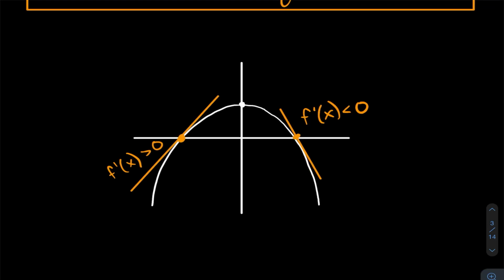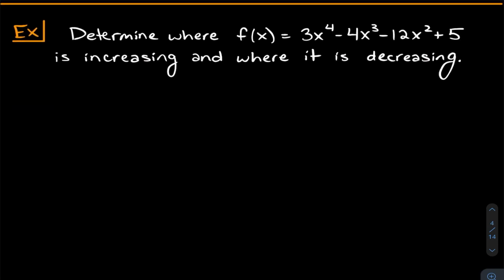But how do we get from something that's greater than 0 to something that's less than 0? Well, we'd have to cross 0, right? And that would be at the maximum. And so that's going to key us in a little bit later for the first derivative test. So let's do an example with that.